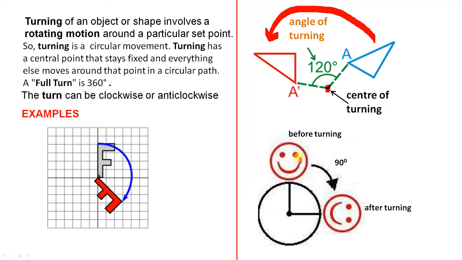Let's look at this smiley face. Before turning, we have that smiley face there. If we turn it in that direction, 90 degrees, that's what we get after turning. I think it's pretty straightforward to understand that. Just think of the hands of a clock, how they turn around. This is a very similar idea.